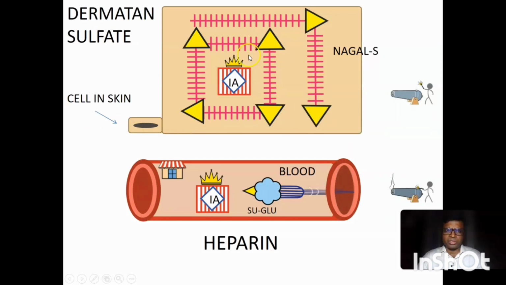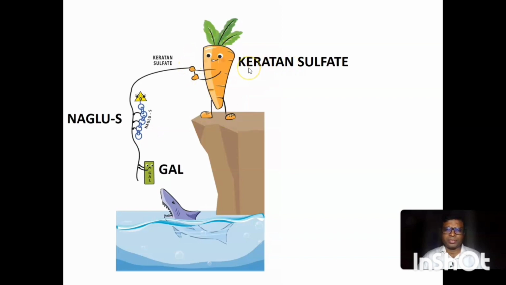So have a quick look at dermatan sulfate and heparin. The common thing between both of them is the uronic acid, that is hyaluronic acid, that is present in both of them. Let's go to the next one.